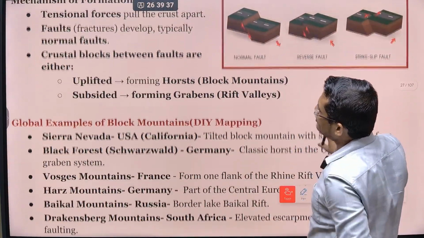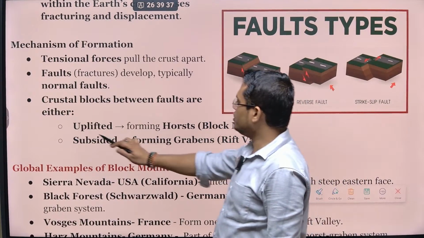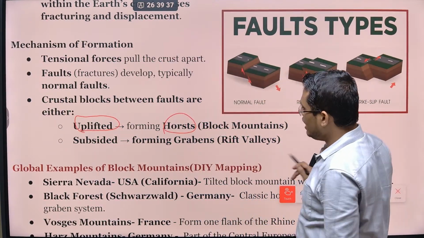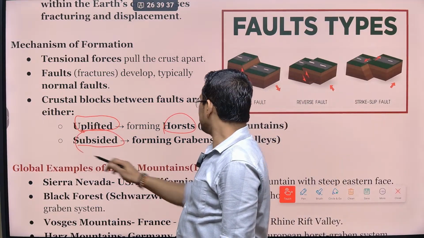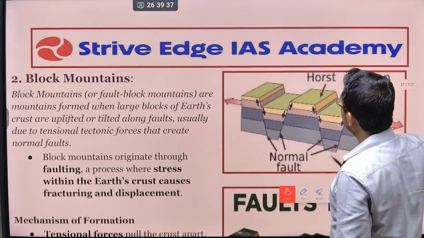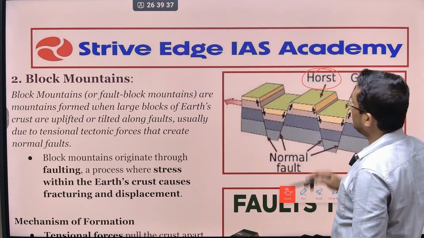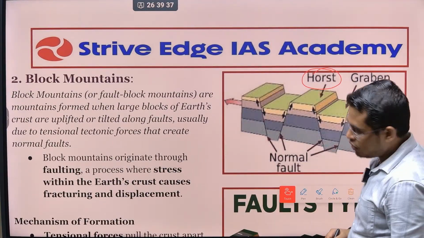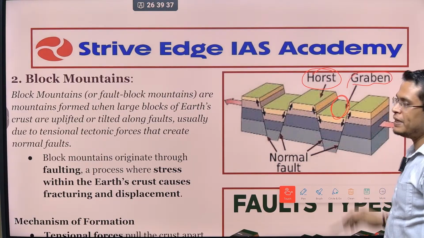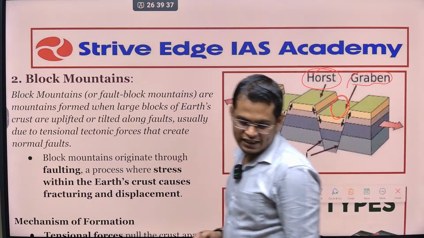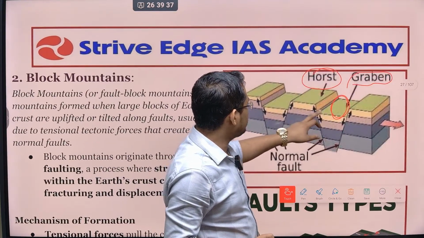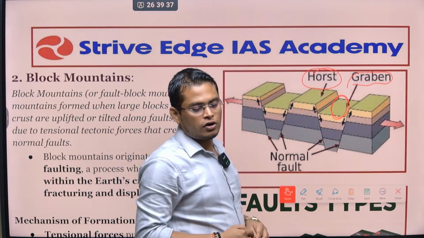Okay, so next is this uplifted portion. The uplifted portion is called horst. For example, I am going to show you, and this subsided portion is called graben or rift valley. So let's see that in this diagram. This is what is called horst, H-O-R-S-T, and this subsidence or ditch portion is called graben or rift valley. This down portion is called rift valley, graben, and the uplifted portion is called horst.